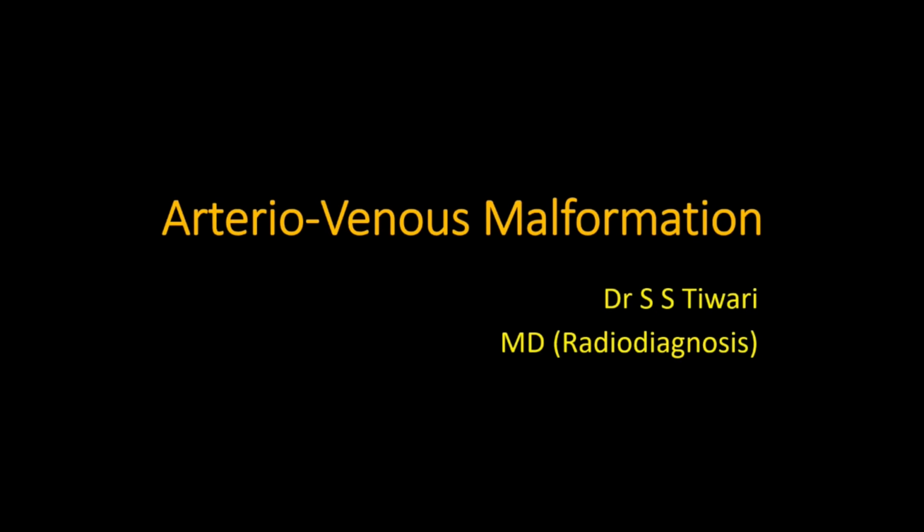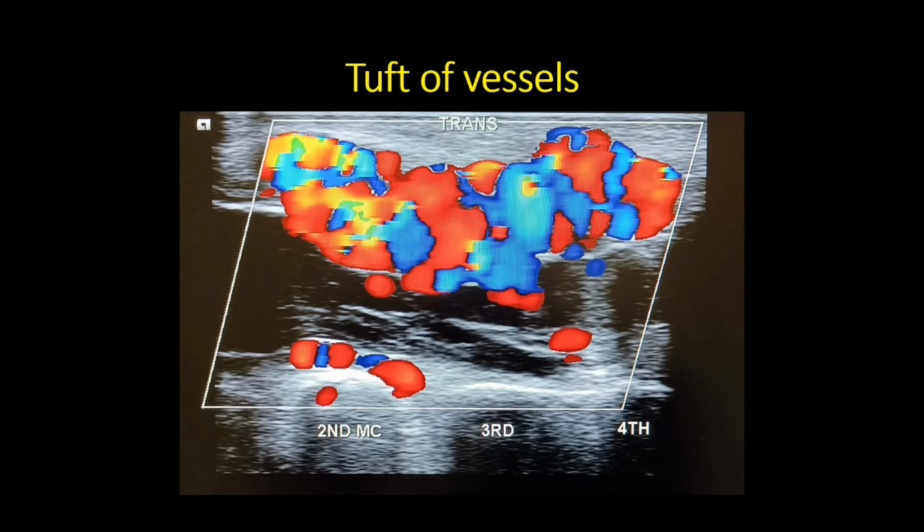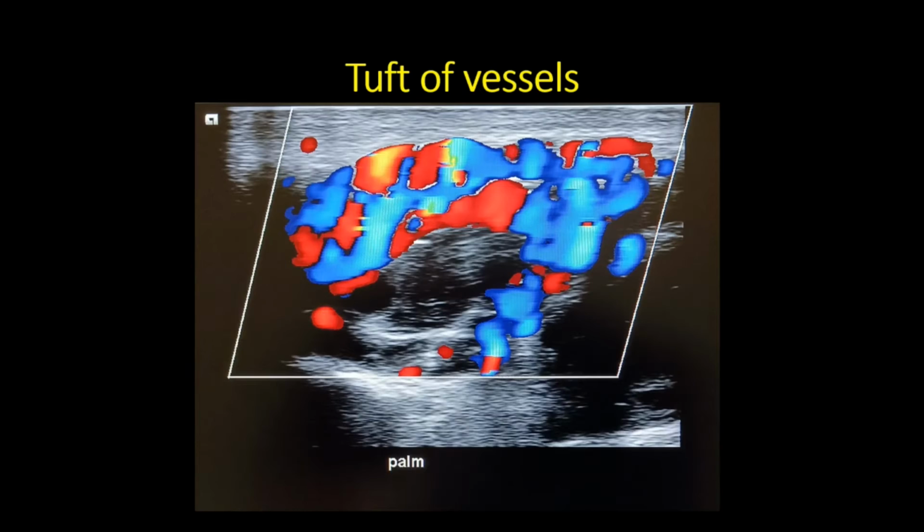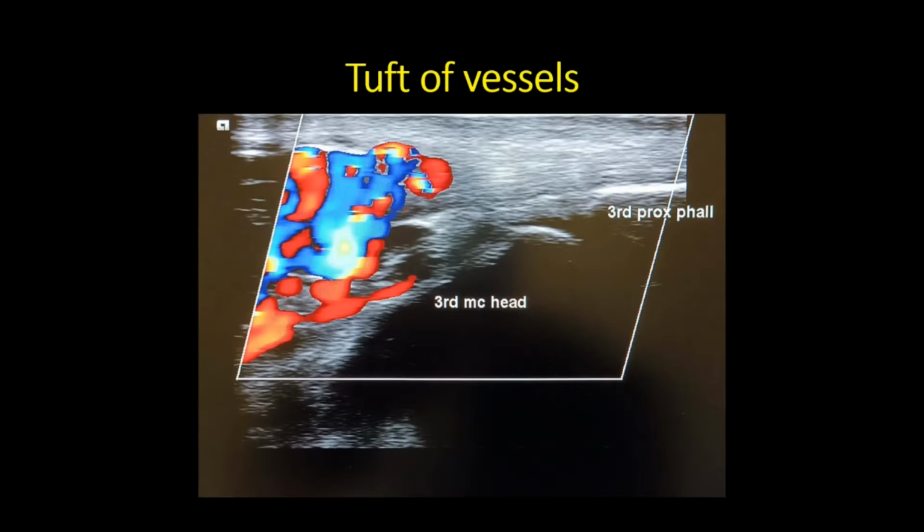Arteriovenous malformation. This is a case of a 32-year-old serving soldier who presented with swelling and discomfort over the distal forearm, wrist and palm of the right hand. On color Doppler, there were tufts of vessels over the wrist and palm of the right hand, and they were reaching up to the head of the metacarpals.